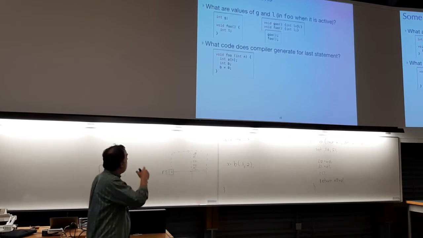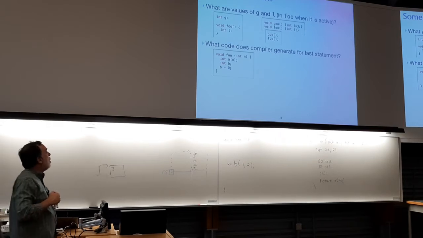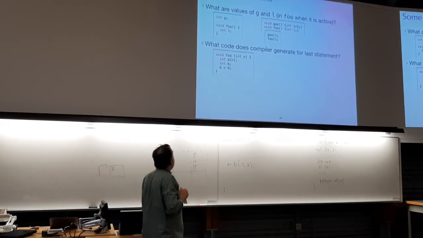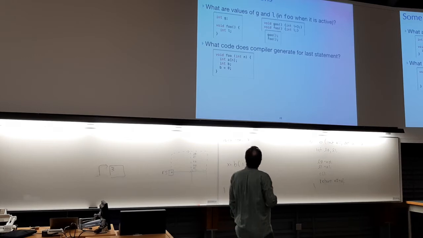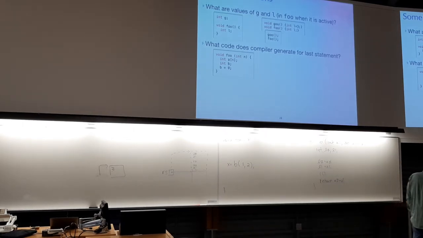As I said, there's a question after this. Discuss this with each other. What code does the compiler generate for the very last statement, do you think? Discuss. Talk to each other. What is that statement? B equals 0.